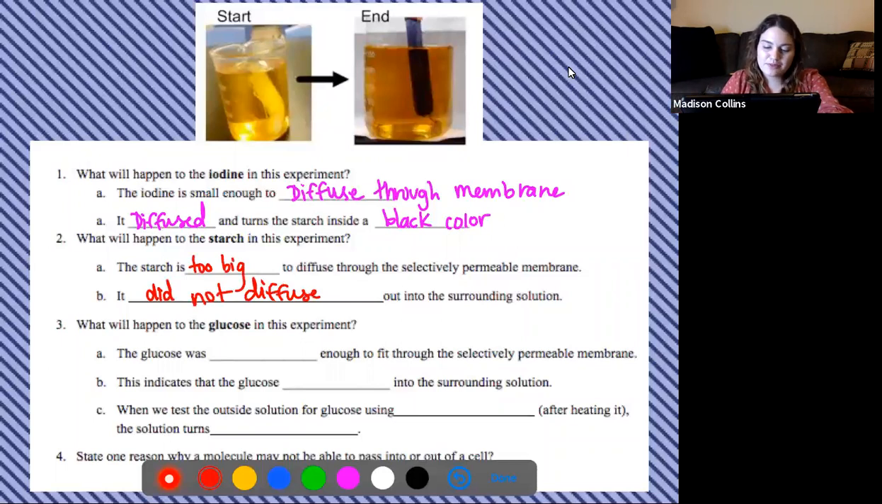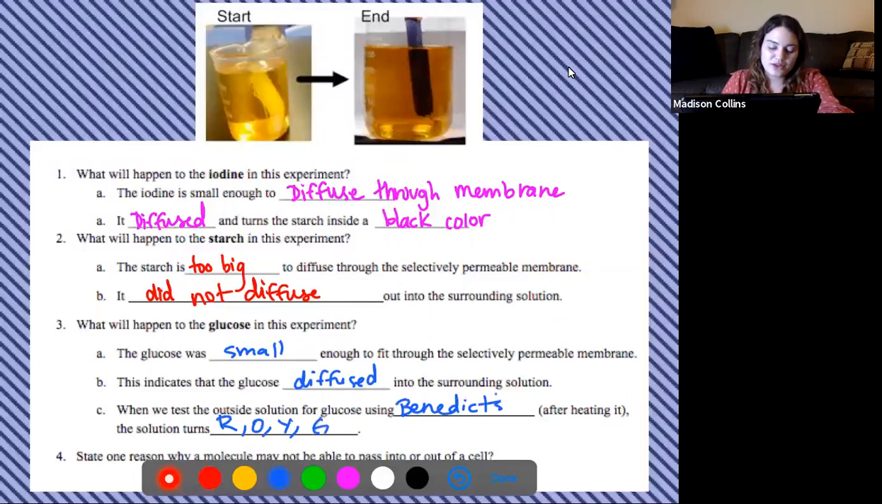And finally, what happened to glucose in this experiment? Well, glucose was small enough to fit through the selectively permeable membrane. This indicates that glucose diffused into the surrounding solution. And we'll do part C tomorrow, but when we test that outside solution for glucose using Benedict solution, remember that's the indicator for glucose, after heating it, the solution will turn a variation of red, orange, yellow, or green.